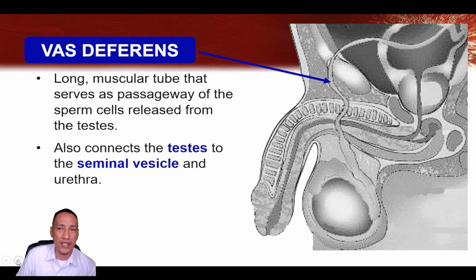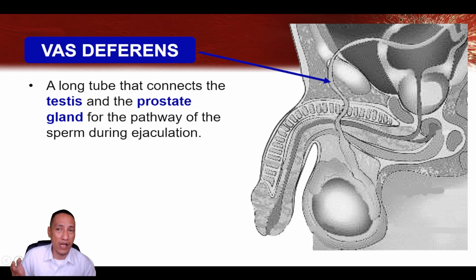It also connects the testes to the seminal vesicle and urethra. So mula sa testes, idudugtong si testes ni vas deferens papunta sa seminal vesicle at saka sa urethra. Ano ba yung mga yon? I-explain natin mamaya pagpunta natin sa parts na yon. It says here, a long tube that connects the testes and the prostate gland. I believe galing ito sa pivot module. So basically, class, yung vas deferens ay yung tubo na nakakonekta dun sa testes para pag lumabas na yung sperm sa testes, doon dadaan palabas yung sperm cell sa vas deferens.